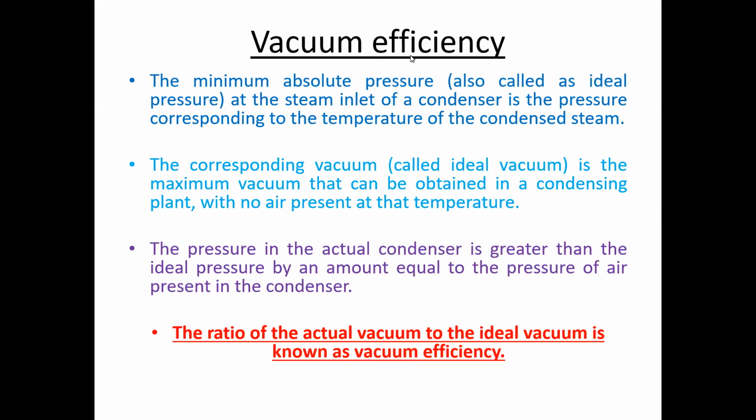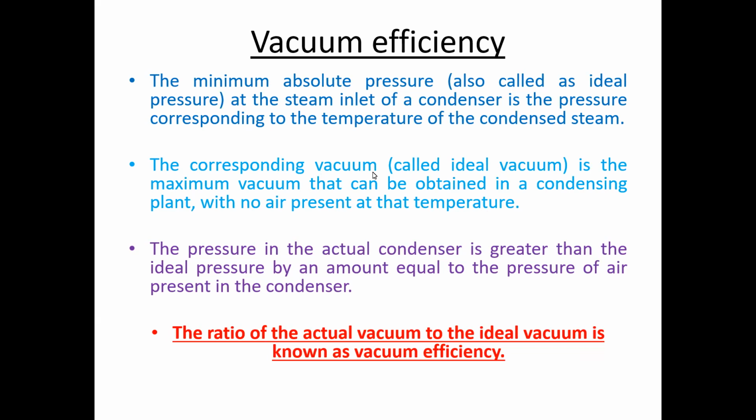And next, vacuum efficiency, that is, how much vacuum is created in the condenser shell. The minimum absolute pressure, which is also called the ideal pressure, at the steam inlet of a condenser is the pressure corresponding to the temperature of the condensed steam. So what is the minimum absolute pressure? That is the pressure related to the inlet steam of the condenser, the pressure of the steam at the inlet level of the condenser.